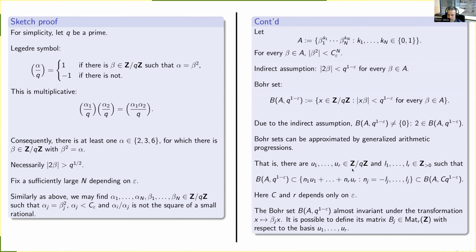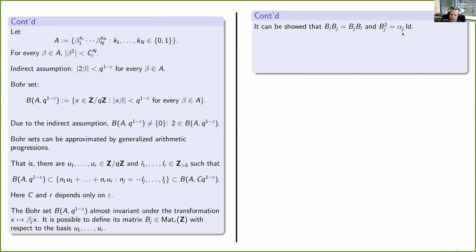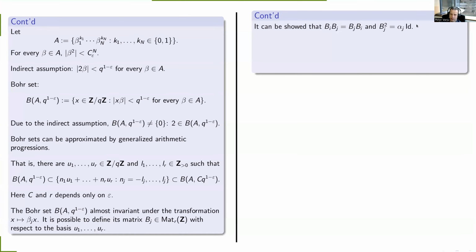And then I can prove some properties of these matrices that I get. One property is that the matrices that I get for the different j's are going to commute. The other property is that if I apply the transformation 2 times, then that will correspond to multiplication by alpha j. And because alpha j is a small number, its matrix is just going to be alpha j times the identity matrix.